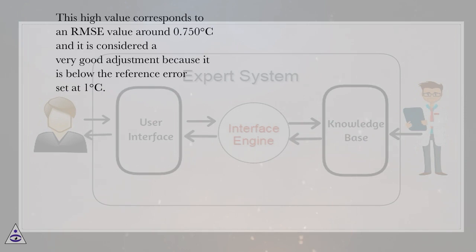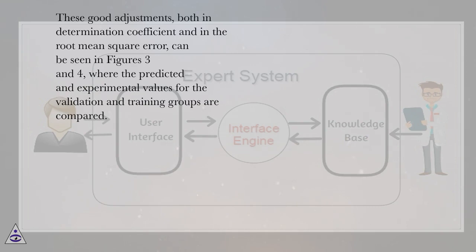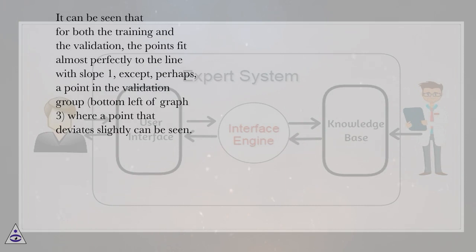For the training group, the selected neural network also has good adjustments, both in terms of R2, 0.999, and the associated RMSE value, below 0.200 degrees Celsius. These good adjustments, both in determination coefficient and in the root mean square error, can be seen in figures 3 and 4, where the predicted and experimental values for the validation and training groups are compared. It can be seen that for both the training and the validation, the points fit almost perfectly to the line with slope 1, except, perhaps, a point in the validation group, bottom left of graph 3, where a point that deviates slightly can be seen.